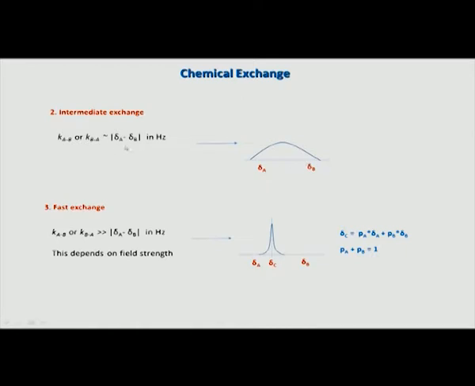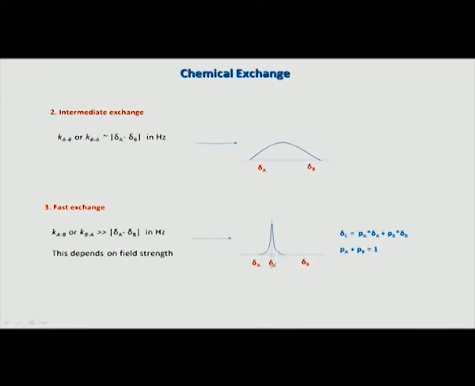This is the intermediate situation where the rate of exchange between the two states is coming close to the chemical shift difference calculated in hertz. And then when you go to the other extreme, the fast exchange, where the rate of exchange is much higher than the difference in the chemical shift value, how will the spectrum look? It will look something like this, where the peaks at A and B are gone, but you now have a peak at an average chemical shift value.